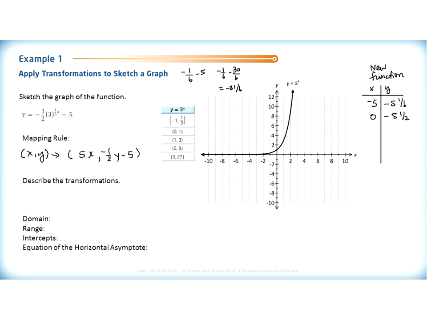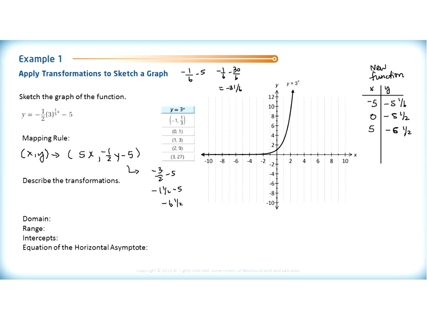Let's continue to plug in the values from my original table here, 1 and 3. Plug that into your mapping rule. 5 times 1 is 5. Plugging in 3 for y, I get negative 3/2 subtract 5. Let's simplify that a little bit here: negative 3/2 subtract 5 is going to give me negative 6.5.